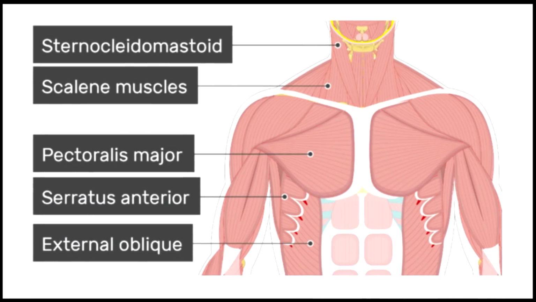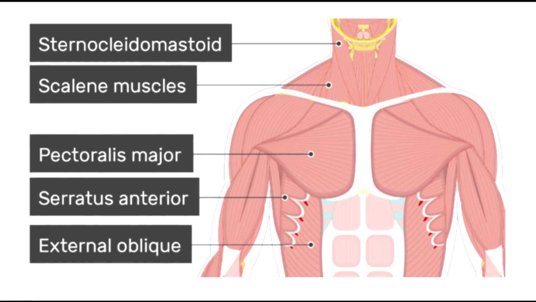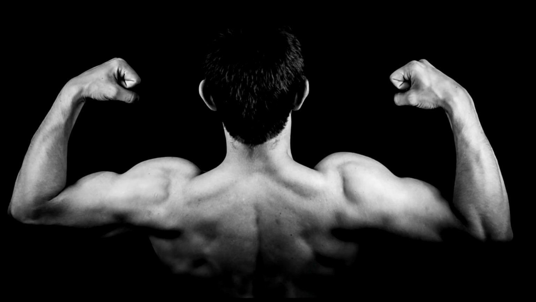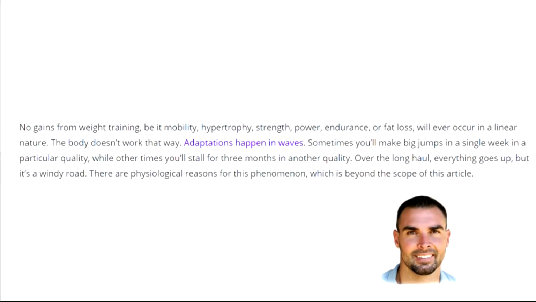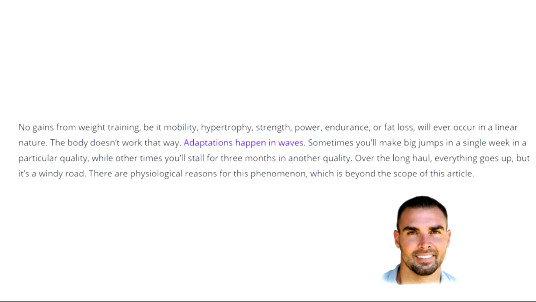Of course, you may discuss and debate those, but I just want to add the idea that muscle growth is not a linear process, and we know that beginners can increase their rate of muscle growth quicker than, for example, intermediate and advanced lifters who are closer to their genetic potential. And as you become more experienced in the gym, it's harder to eke out those extra muscle gains. No gains from weight training, be it mobility, hypertrophy, strength, power, endurance, or fat loss, will ever occur in a linear nature. The body doesn't work that way.